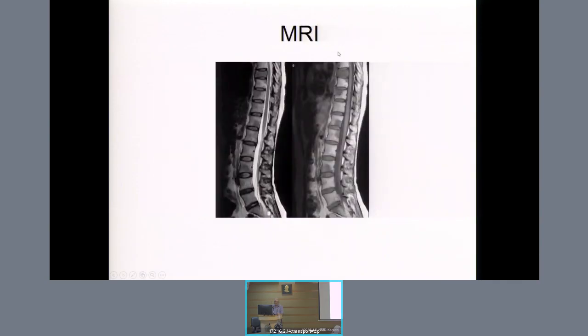This is MRI, magnetic resonance imaging. In this, radiation is not involved, and usually it is done for nervous tissue. This is the spine, and you can see this vertebral disc that has collapsed because of the tumor.